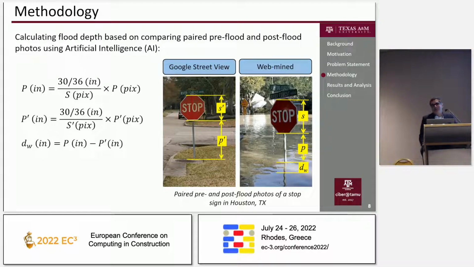Now, if you have a picture of that stop sign before the flood, like the one on the left, and after the flood, like the one on the right, and you can measure the length of the pole in both cases, the difference in the length of the pole is how much water you have in that area. So basically DW, the depth of water, is the difference between P, the length of the pole after the flood, and P prime, the total length of the pole when there was no water in that area. If you can do this in real time, at fast speed, for many stop signs, then you will have a high spatial resolution map of floodwater depth.